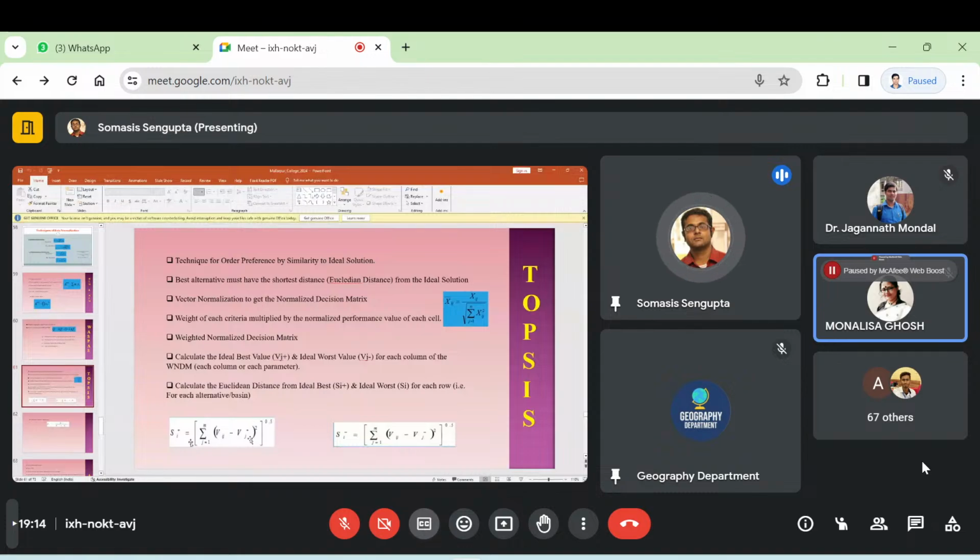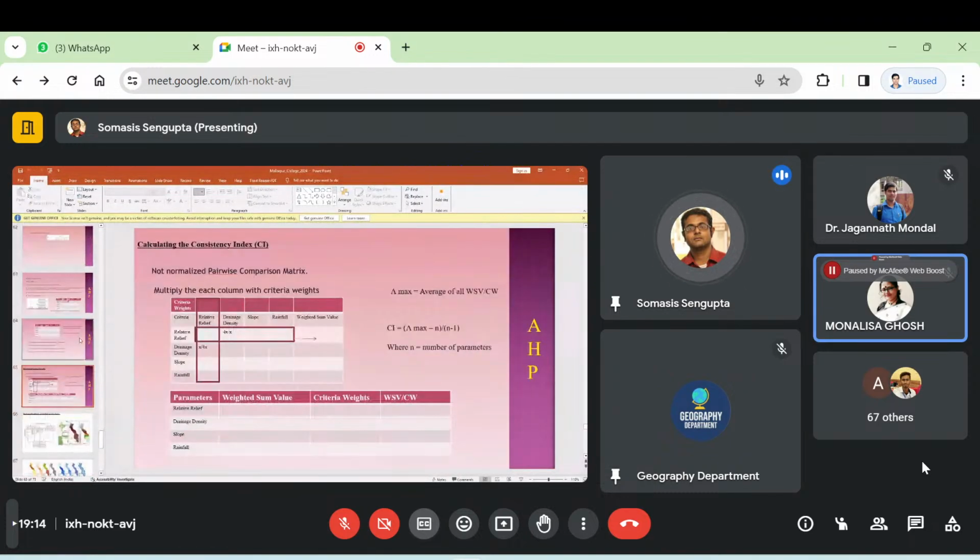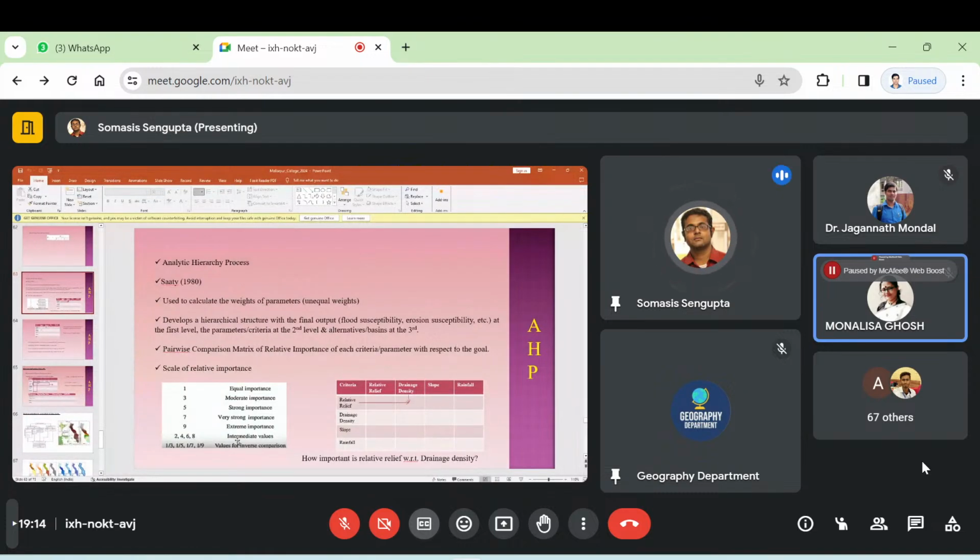Next, there is TOPSIS. For the entire formula here, from the entire data set, I get the best value and the worst value. This is the formula for TOPSIS, and for the best value I get Si plus and for the worst value I get Si minus. So I'll directly go to the analytical hierarchy process, AHP. This is the most popular method of multi-criteria decision making.